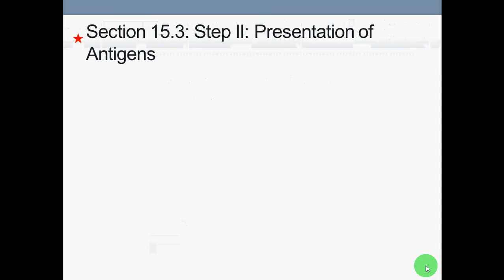Our second installment of the Specific Immunity lecture starts with presentation of antigens. Just to recap, we just talked about how B cells and T cells mature and what types of receptors they have on their surfaces. So now what we're going to do is start to put things together. What do B cells and T cells do? How do they get activated? How are these receptors involved in what's going on with B cells and T cells?